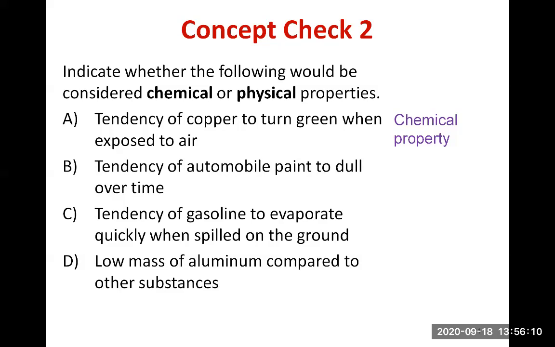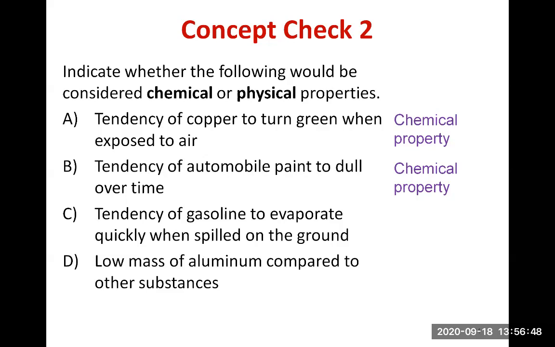The tendency of automobile paint to dull over time. So if the paint dulls over time, it's because it starts to degrade. It's the sun typically with the UV light that breaks down atoms, and so you see degradation. So it's due to the paint becoming different molecules, and so not being shiny anymore. So that's describing a chemical property.